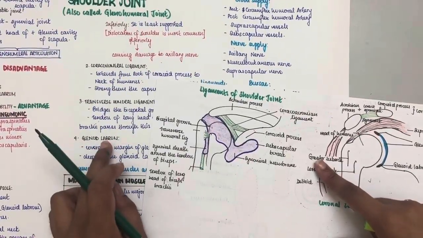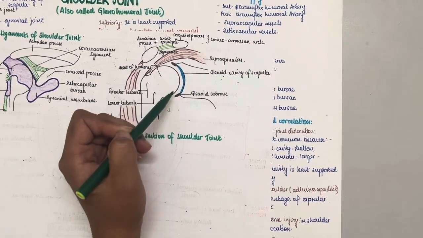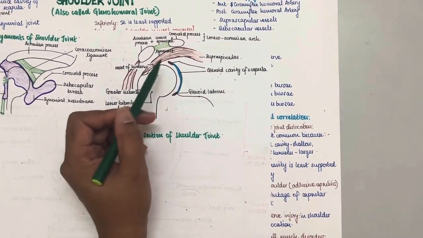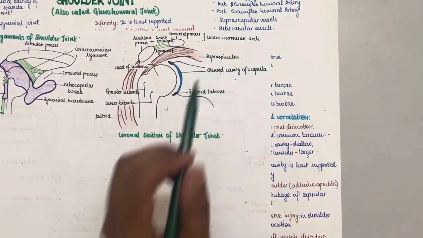And next one is glenoid labrum. We already said that this blue color thing is the glenoid labrum. It functions to deepen the glenoid cavity so that the head of the humerus could attach freely into the glenoid cavity.